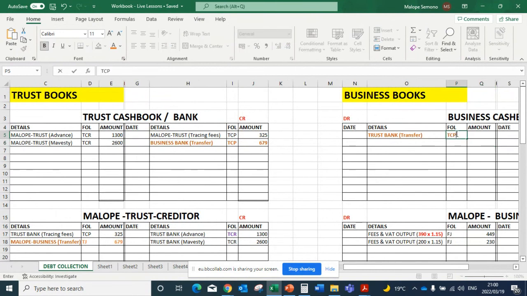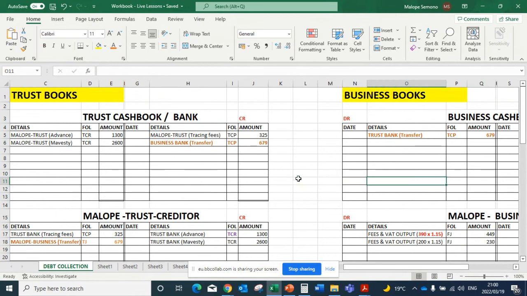So like I said, you don't have to worry about these folios now. And then 679. So as long as you can be able to do the transfer. No, this one must not be trust. This is the business cash receipt. Sorry, this is the business. Yeah, it's okay like that. I'm going to leave it like that.